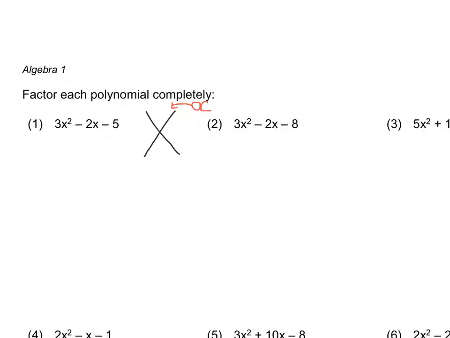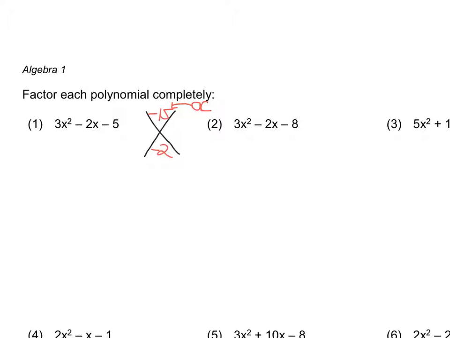So it would be what? -15. -2 is on the bottom, just like it always was. I'll keep that in red. All right, so give me two numbers that multiply to -15 that also add to -2.